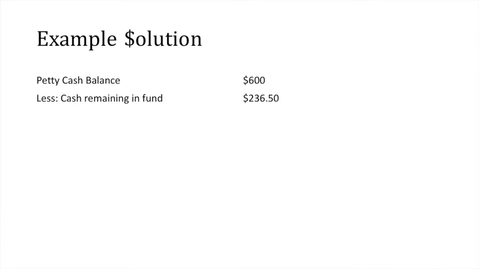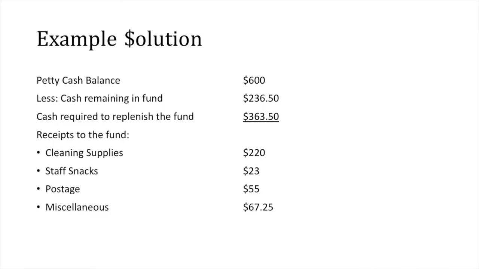The first step is to record the petty cash fund opening balance and deduct the cash remaining from the fund to determine the cash amount required to replenish the fund. In this case, $236.50 remaining from the original $600 fund requires $363.50 for replenishment. Next, the receipts for each expenditure are recorded and the total is determined.